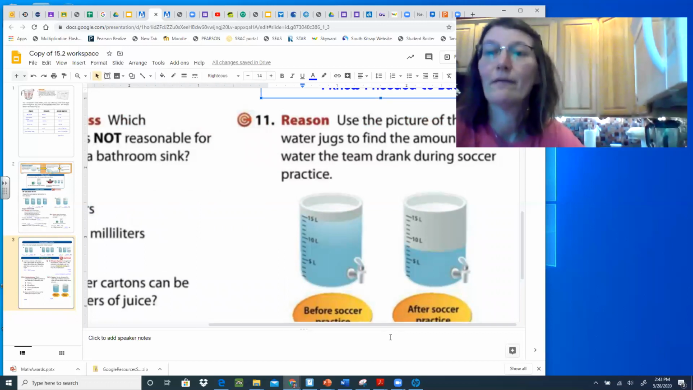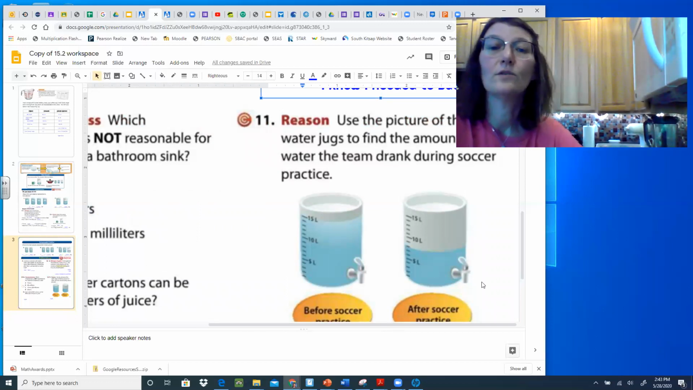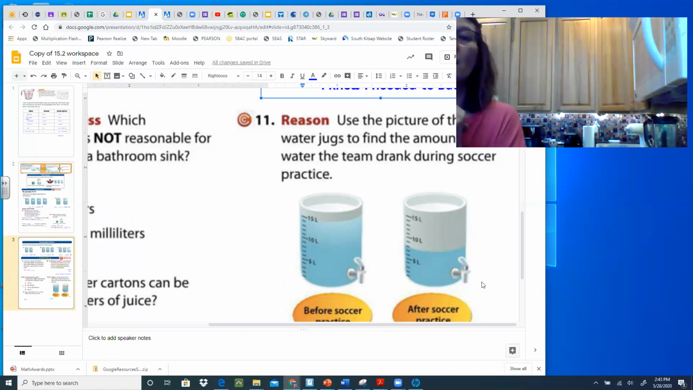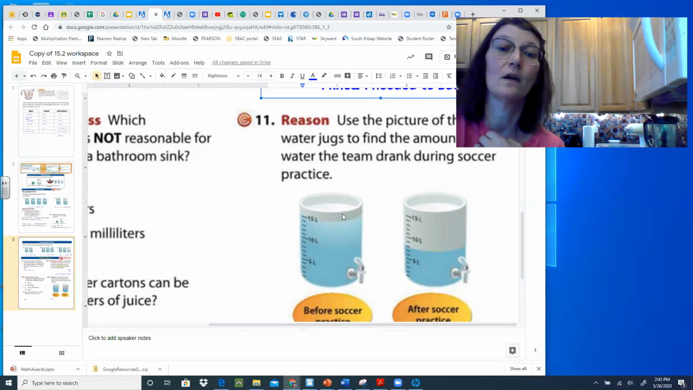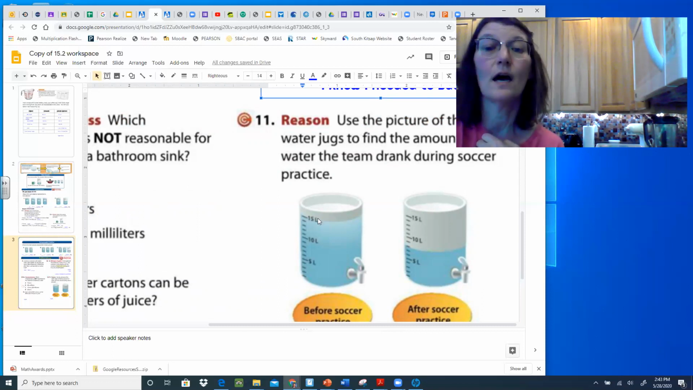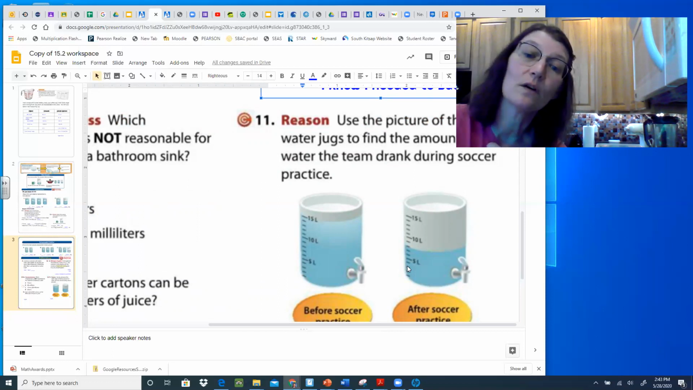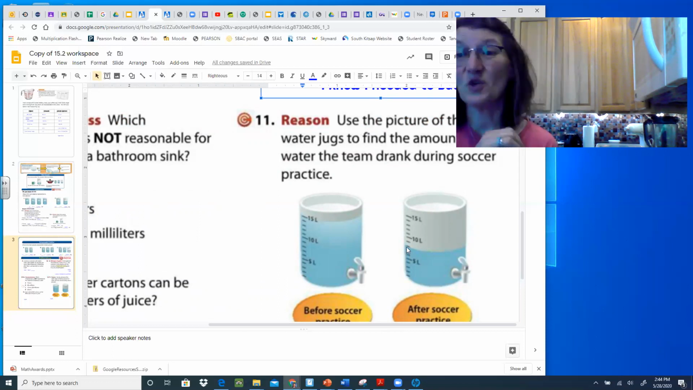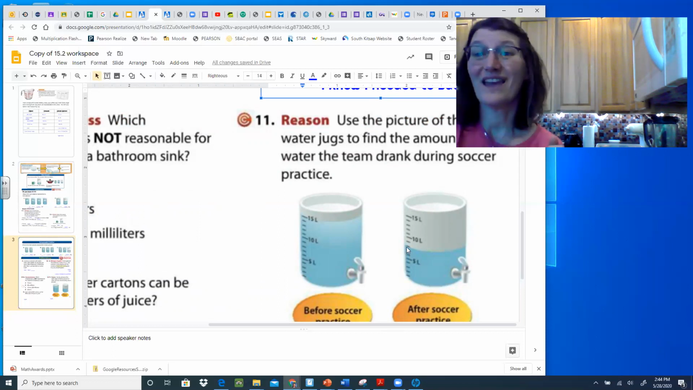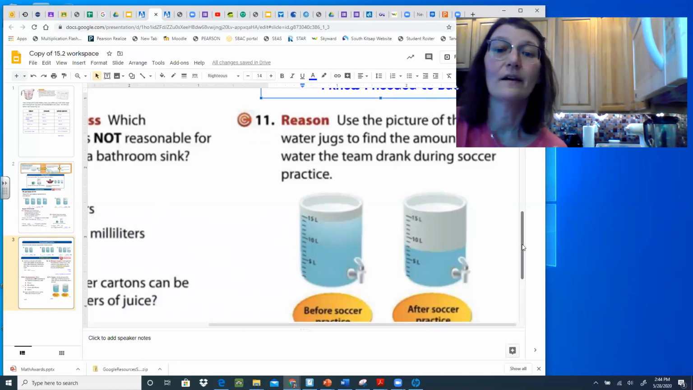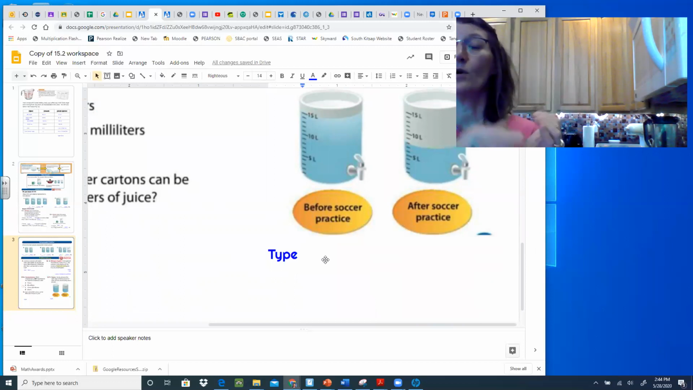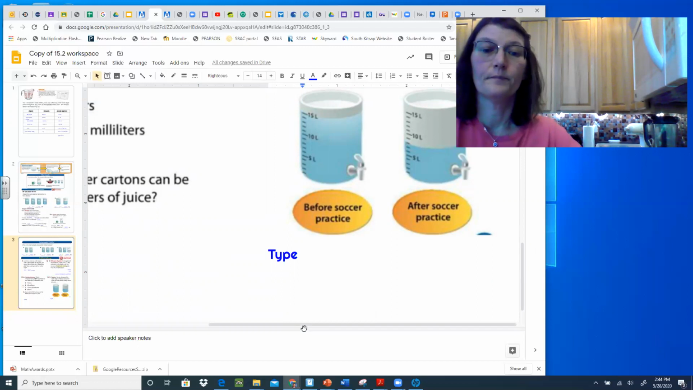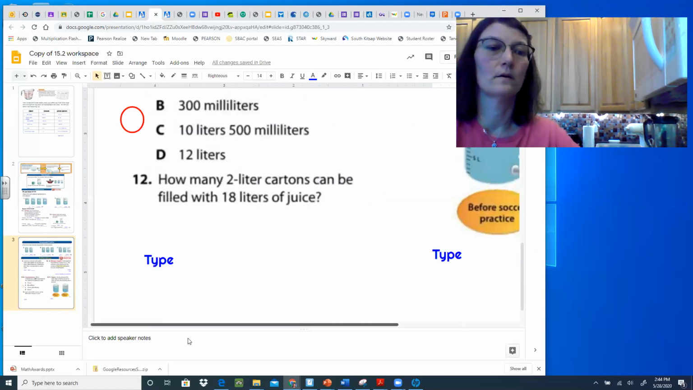Okay, number 11. Let's go check out number 11. Let's do that so we can see my face. Use the picture of the water jugs and find the amount of water the team drank during the soccer practice. So before soccer practice, there was 15 liters in the water jug. After practice, we noticed 5, 6, 7, 8. You want to do 15, take away 8. And I don't know if I gave you a text box or not. Oh, I did. So 15 take away 8 equals the number, and then write liters.